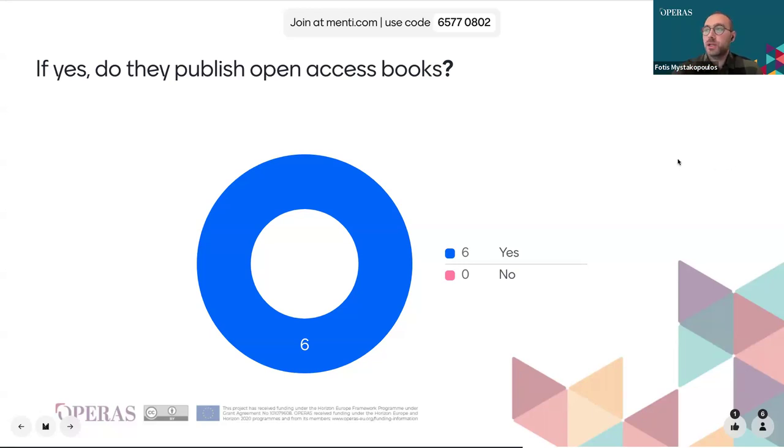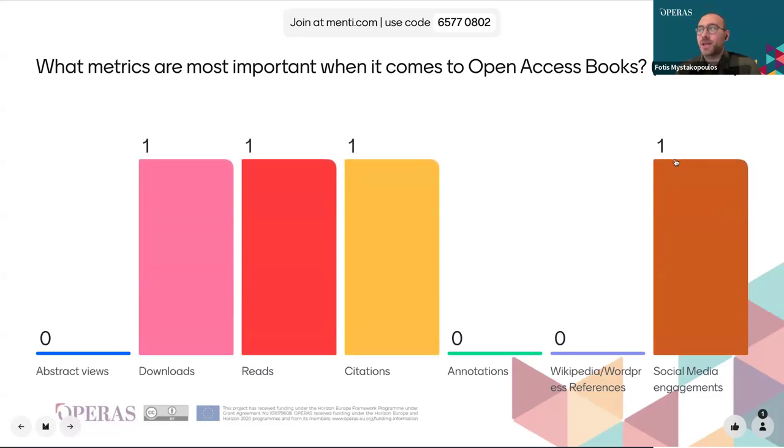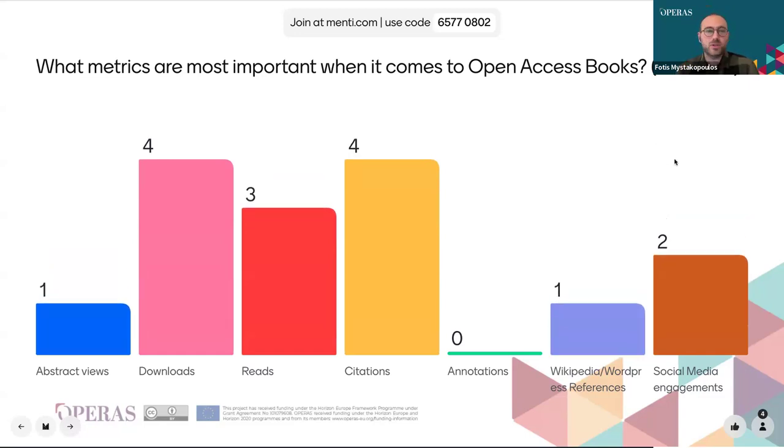Because today we're talking about metrics, we would really love your input on this question. What metrics are most important when it comes to open access books? Maxim pointed out quite a few, and you will hear about them a little bit in the second hour. I say choose up to three, but with the multiple options that we have, you can provide even more than three. You can ignore the choose three, just choose the ones that you feel are most representative as a response.